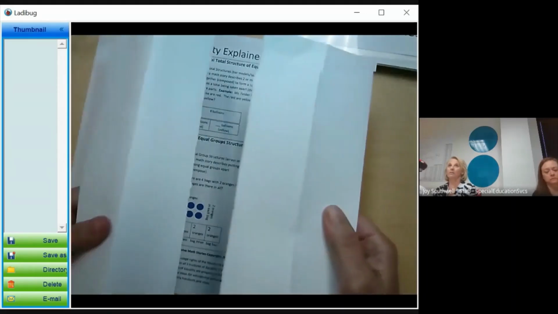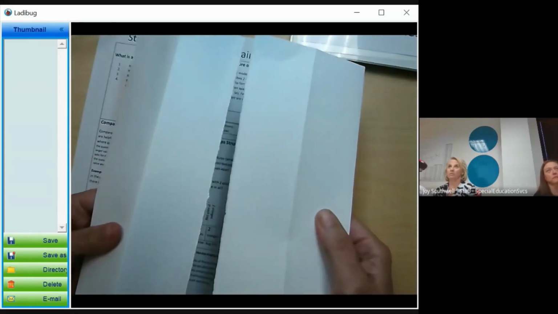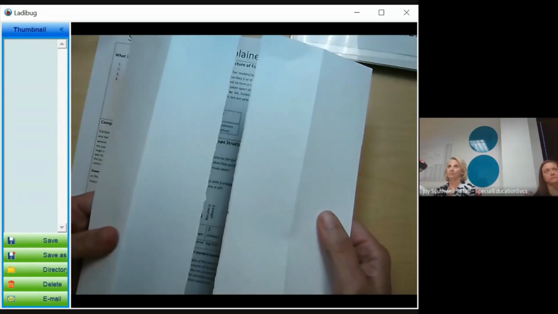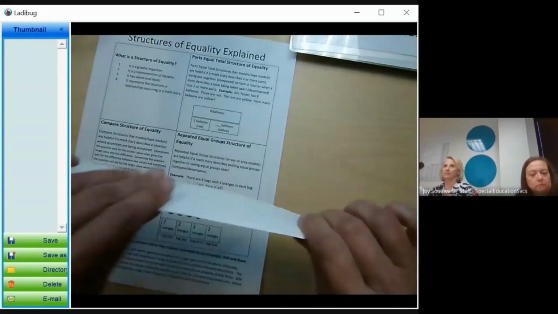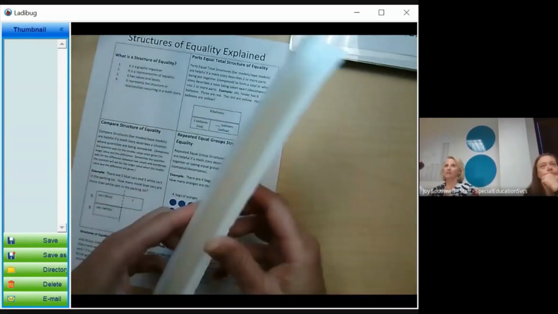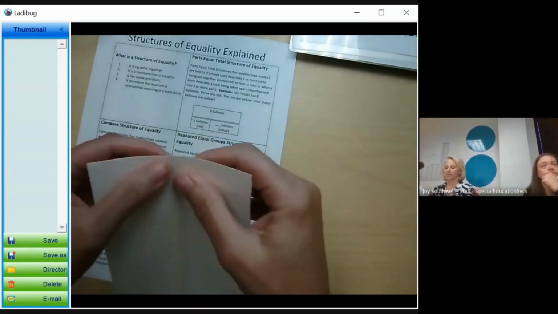Okay, so now you have 2 pieces of paper. Okay, and then fold it hot dog style again and rip it down the crease.